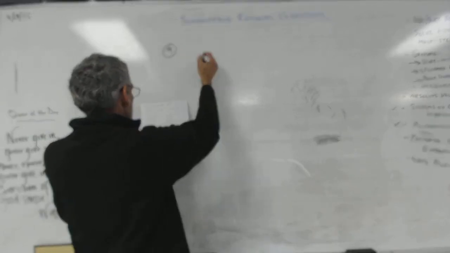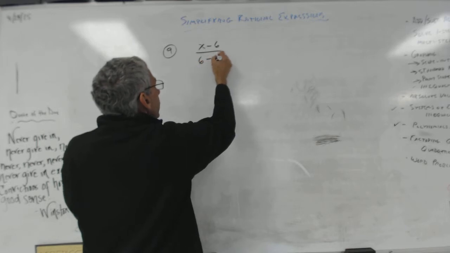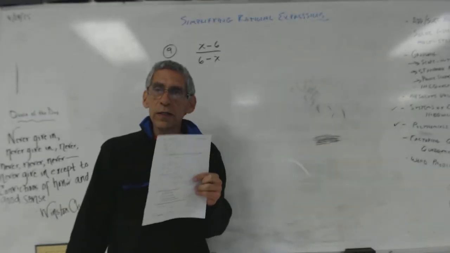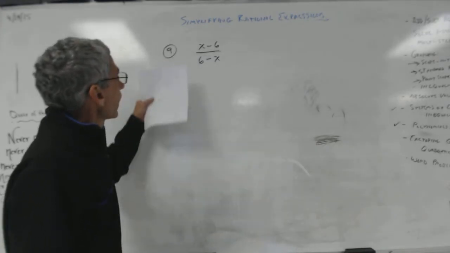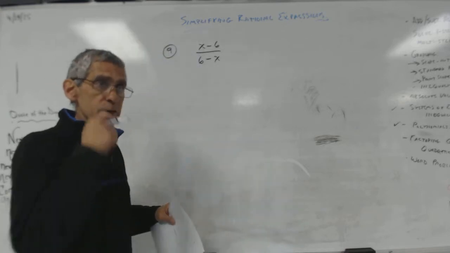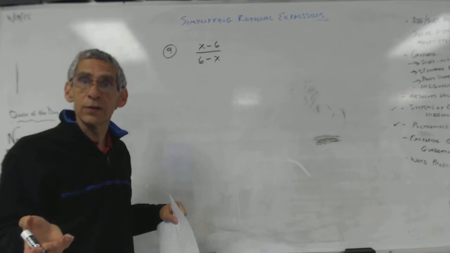On the homework last night, there was an x minus 6 over a 6 minus x. All right? Now, there's a really cool trick that you can do with this. Because when you look at it, they are not the same thing. I can't just cross them out, right? They're different. They're totally different. In fact, they're totally opposite each other.